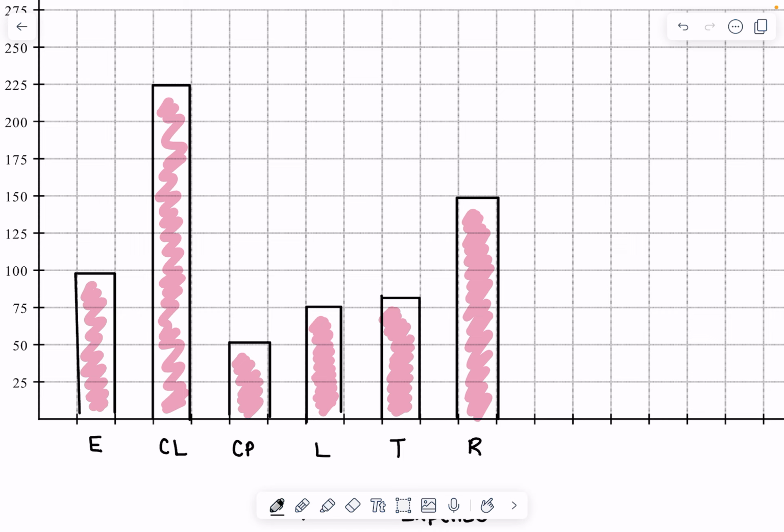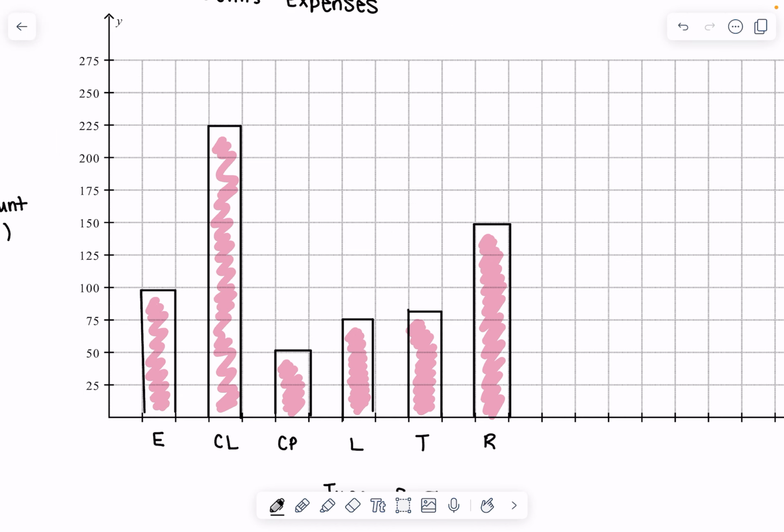Notice a couple of things. The width of the bars are all just 1 square big. It doesn't matter if you use 2 or 3 squares, but they all have to be consistently the same width. If you start doing like 1, 2, 3, it's too confusing. Visually, you should be able to easily compare all the amounts.